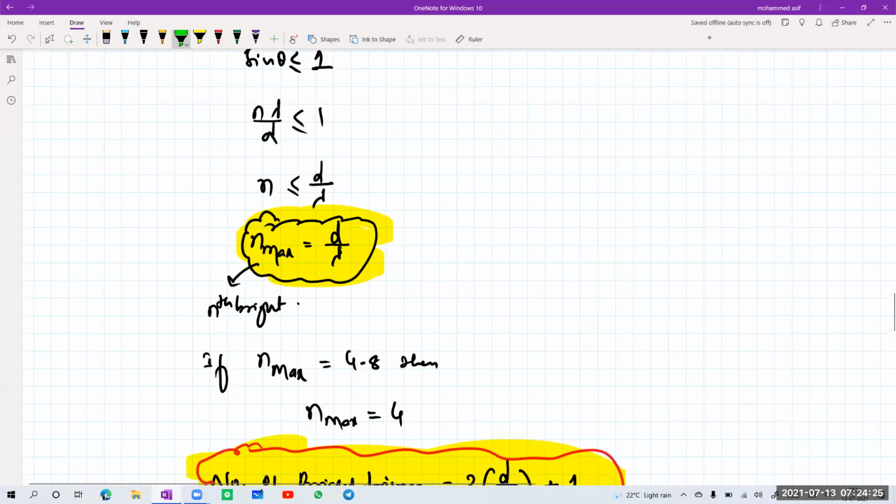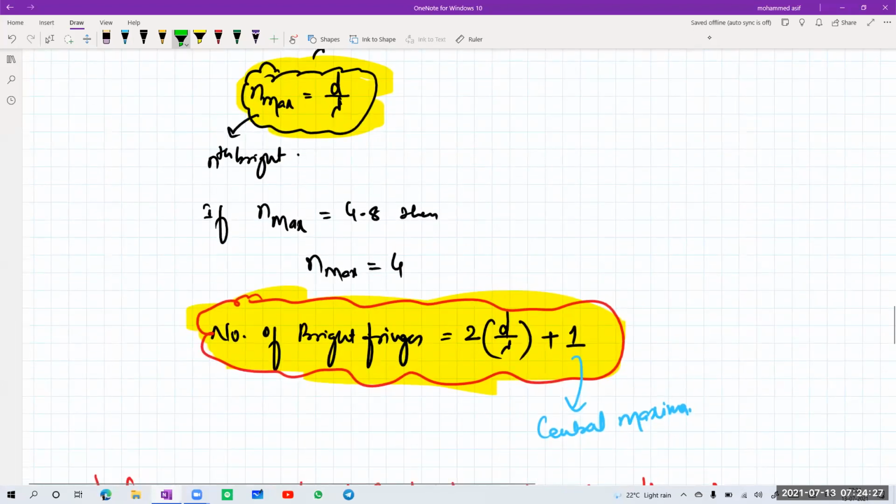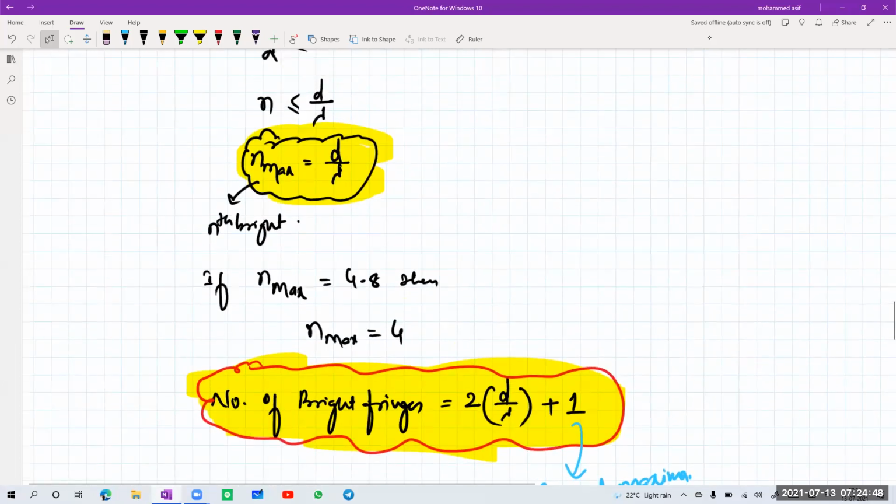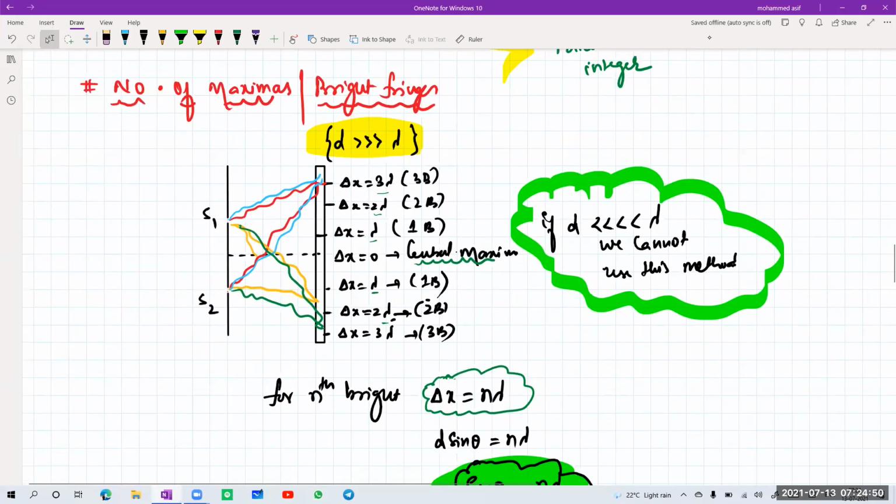Now, if n max is equal to 4.8, then how much will the maxima become? The maxima will become 4. If a decimal point comes, we take the lower integer, because between 4 and 5 there will be minima. So the number of bright fringes will become 2 into (d by lambda) plus 1. Why plus 1? Because we are including the central maxima also. So just go through it for the number of maxima or bright points.